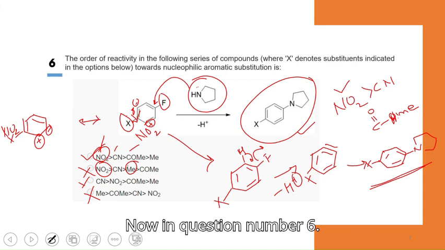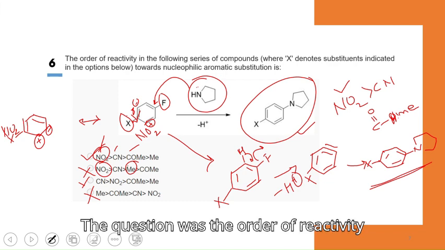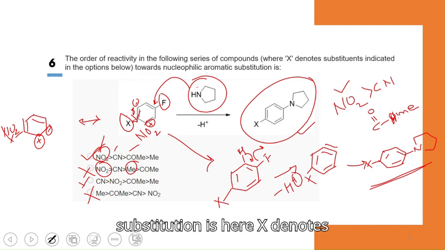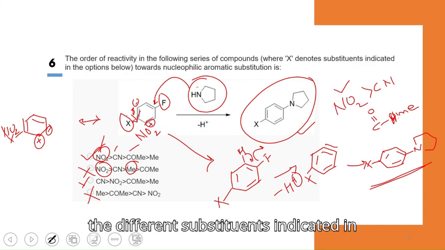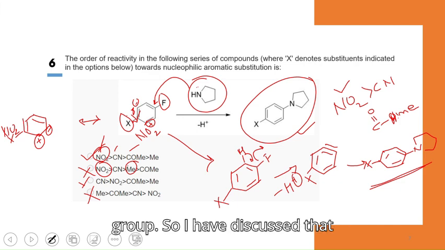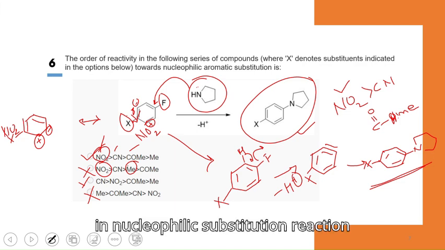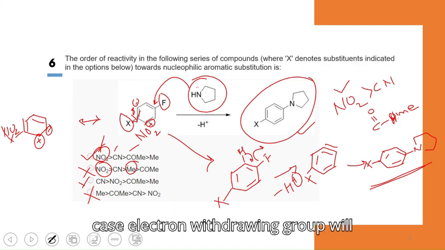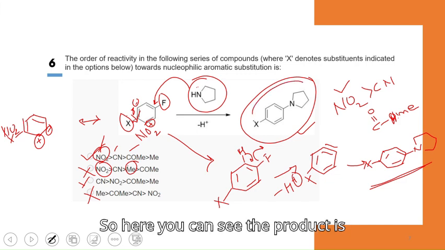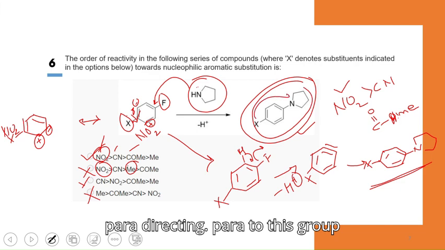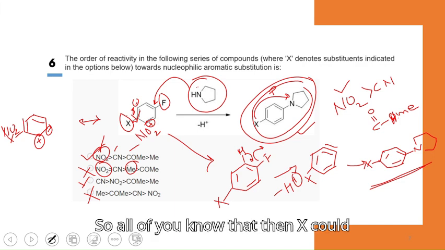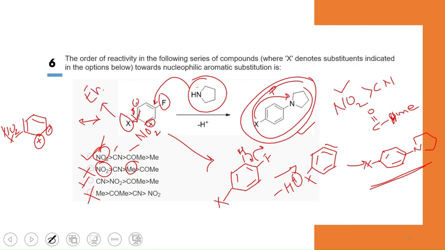Now in question number 6, the question was: the order of reactivity in the following series of compounds towards nucleophilic aromatic substitution is. Here X denotes the different substituents indicated in the options below, right? So here we are considering X as an electron withdrawing group. I have discussed that in nucleophilic substitution reaction, the electron withdrawing group will always be a para directing group, right? So here you can see the product is para to this group.